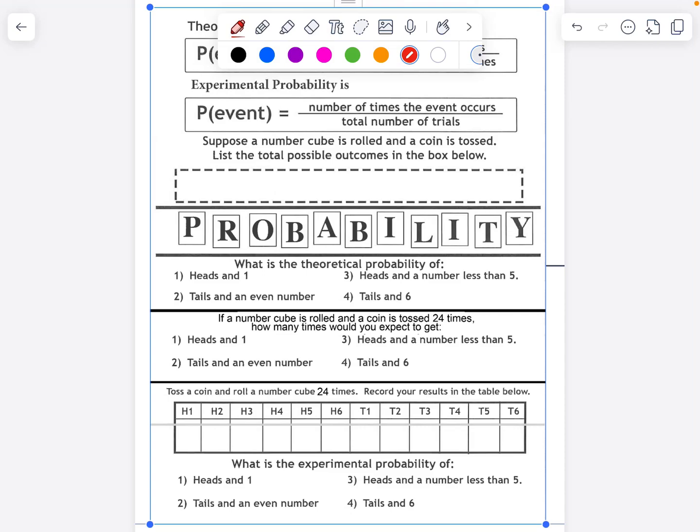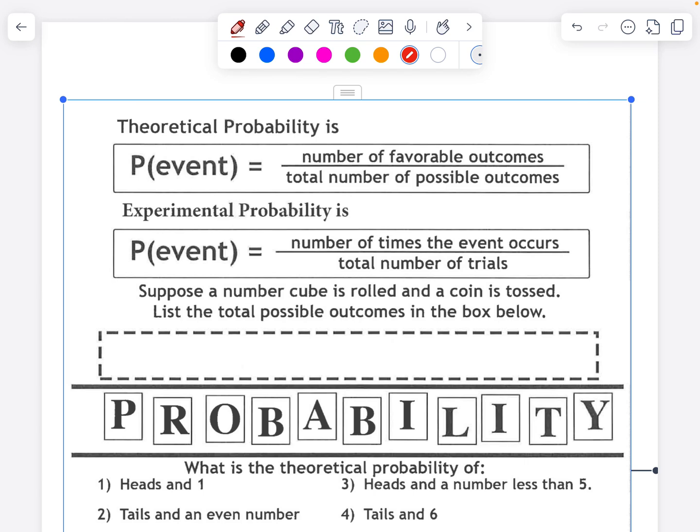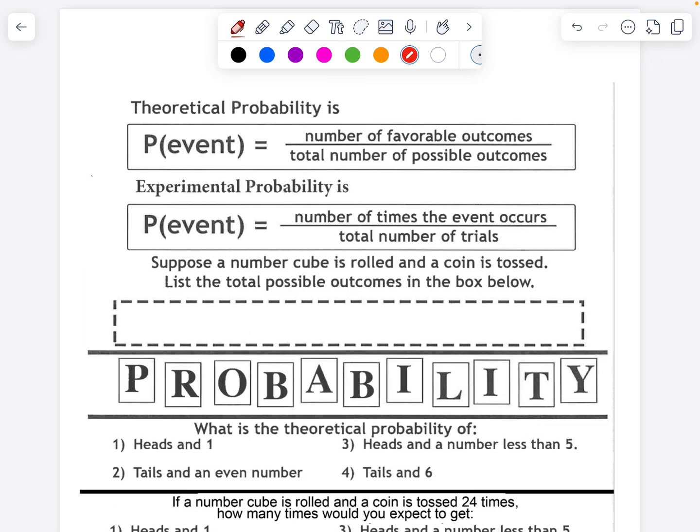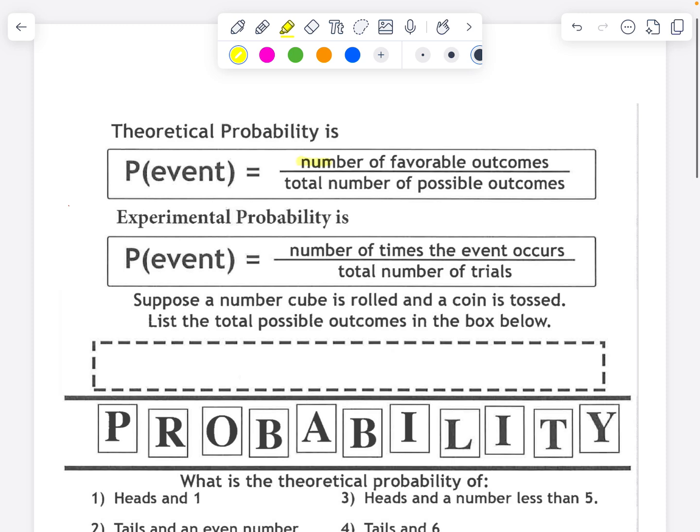Today we're going to talk about experimental and theoretical probability. What we've learned so far is theoretical probability. That's what we talked about last time, the probability of one event occurring. Now we're going to talk about what happens when we actually try that experiment. The theoretical probability is what we learned. So that's this: how much to get what you want over total possible outcomes.